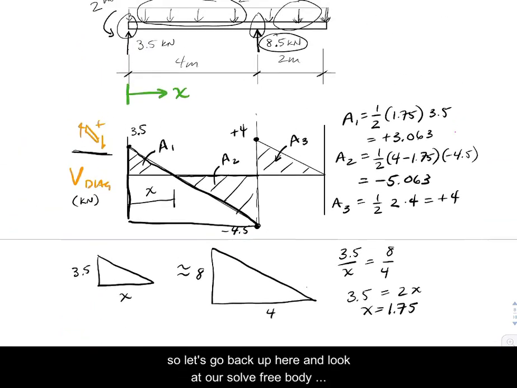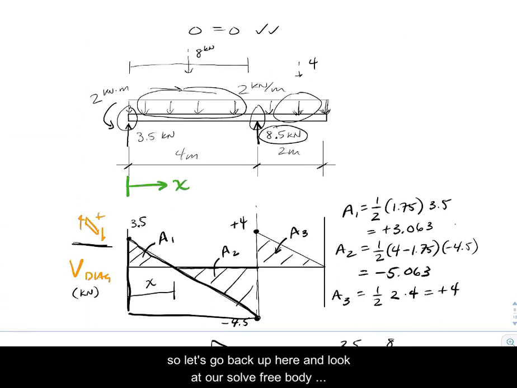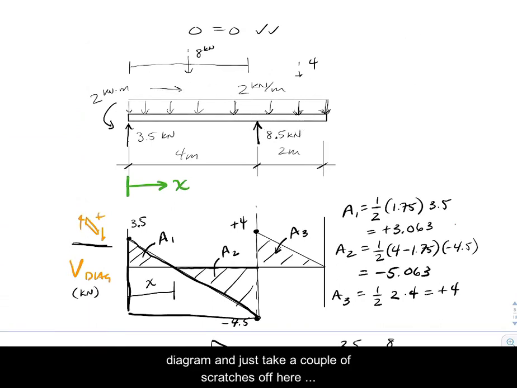So we're going to end up using these areas as we work our way across the moment diagram. So let's go back up here and look at our solved free body diagram. We just take a couple of scratches off here. And so if we look at our solved free body diagram again, we're going to work left to right across our beam. And as we get on the beam, we immediately encounter an applied moment.